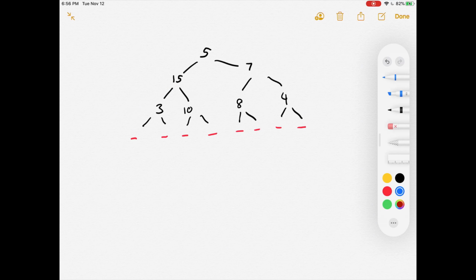By the way, this binary tree does have a valid path, and it's right here. We have the number 5 plus 7, which is 12, plus 8, which is 20.